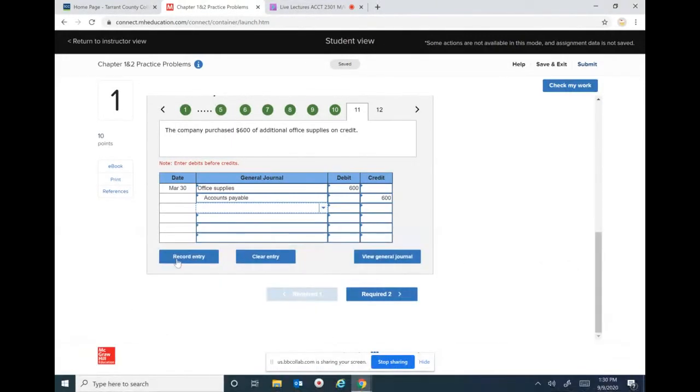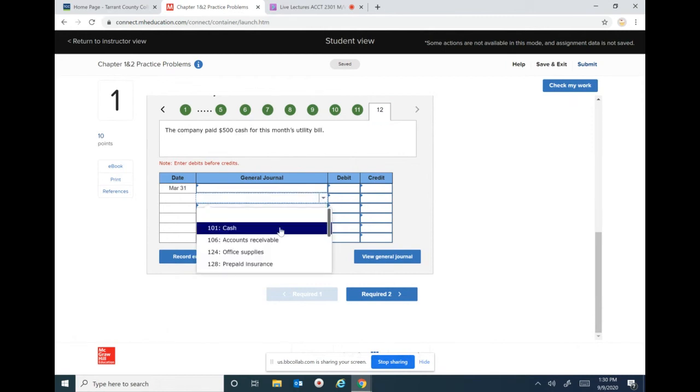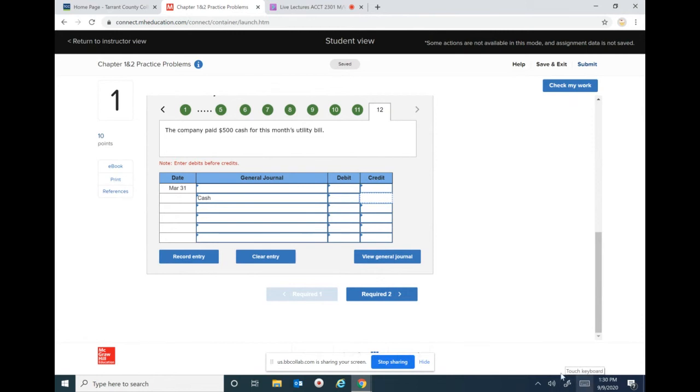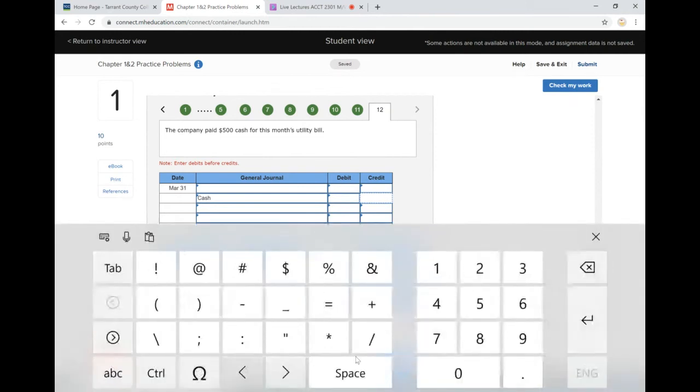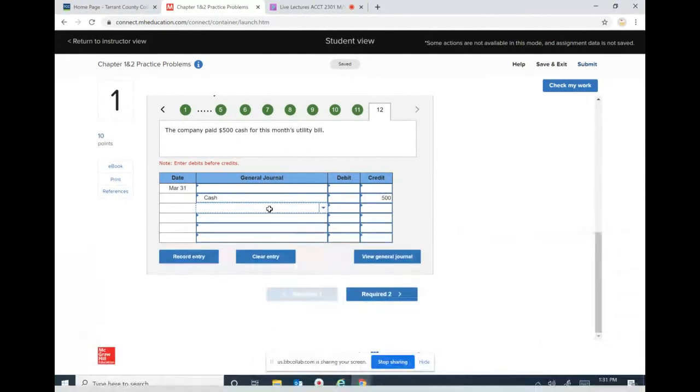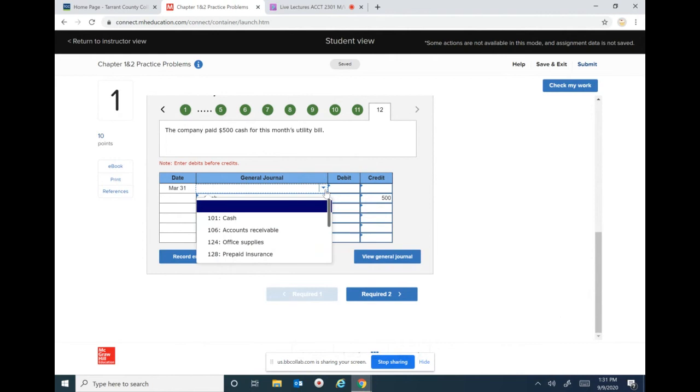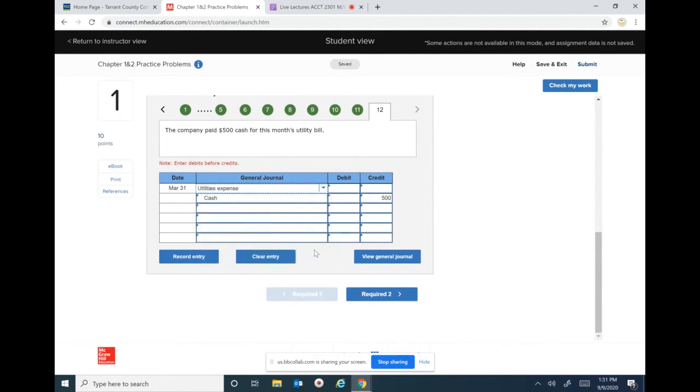All right, record the entry, and this is our last entry for the month of March. The company paid, again, that tells me that cash will be credited, $500. And then let's look at what they're paying for in cash. It's the month's utilities bills. So that would be utilities expense, $500.